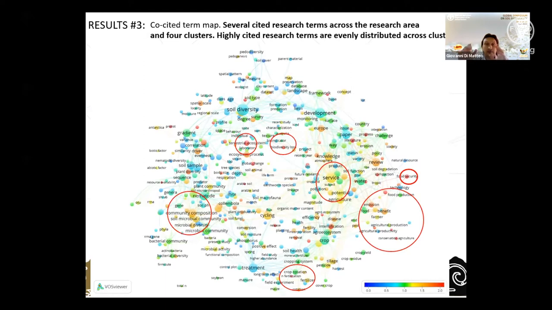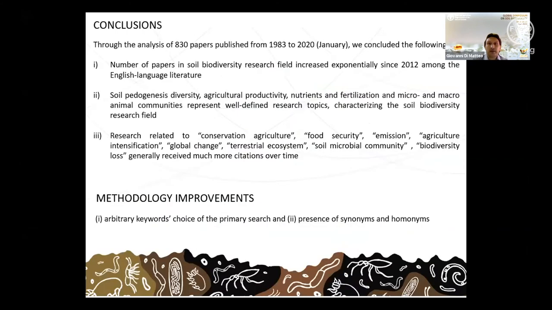They are several co-cited research terms, meaning a high impact of this research term in the scientific community. Concluding, the analysis showed three main conclusions. The first is that the number of papers in soil biodiversity research increased exponentially since 2012 among the English language literature.